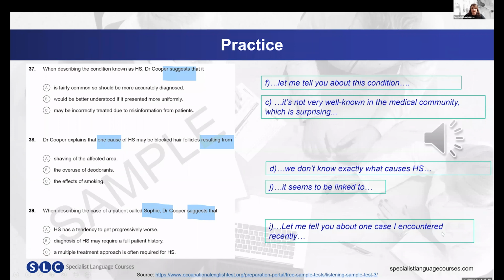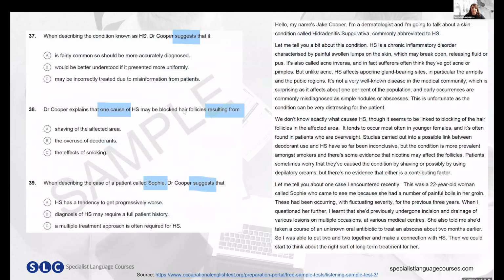All right, so let's take a look at those answers and also the transcript. So for 37, our answer is A. So 37 is A. Let's take a look at why. So we've got our signposting phrase, let me tell you about this condition. And then he talks about it's not very well known. Remember, we're looking for his attitude here and his opinion. And here we find that he thinks it's surprising that it's not well known because in his opinion, it affects quite a lot of people. And it is unfortunate. So these 2 adjectives here are helping us understand that he thinks it's a common condition and it should be more accurately diagnosed.